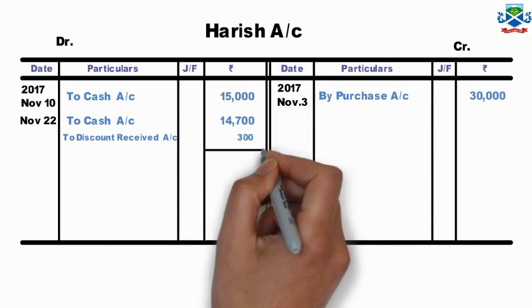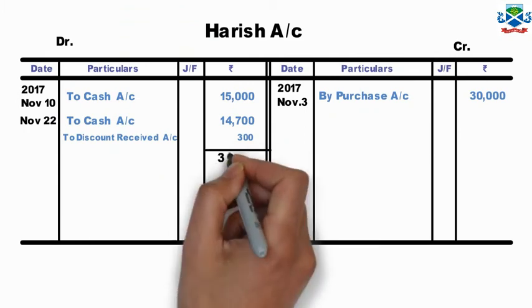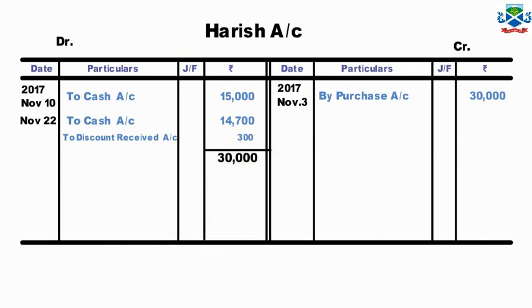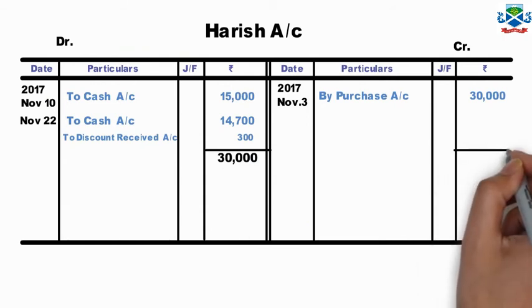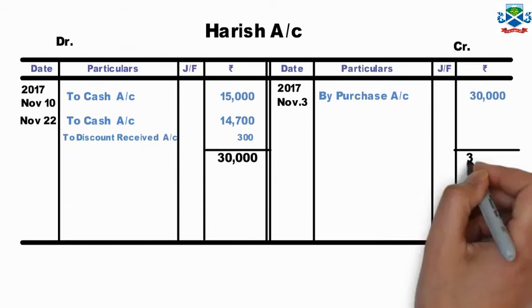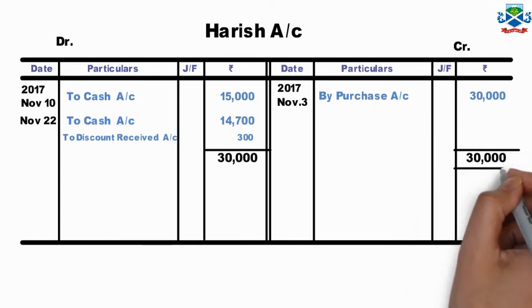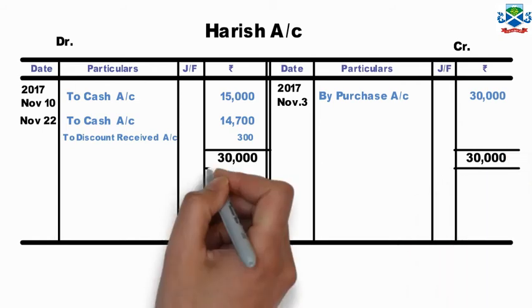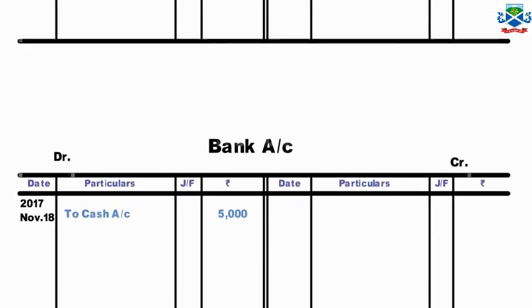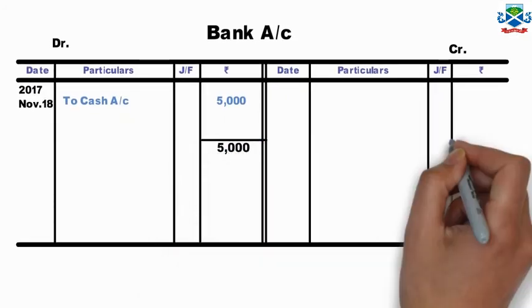Similarly, we go to Harish. Look at Harish's debit total and credit total, they are equal, there is no balance, already balanced, so there is no balance CD and BD. That's why 30,000, 30,000 we will write over here. So while we make the trial balance, this Harish's account will not come in the trial balance because no balance remains. Now we'll go to the balancing of the bank account.